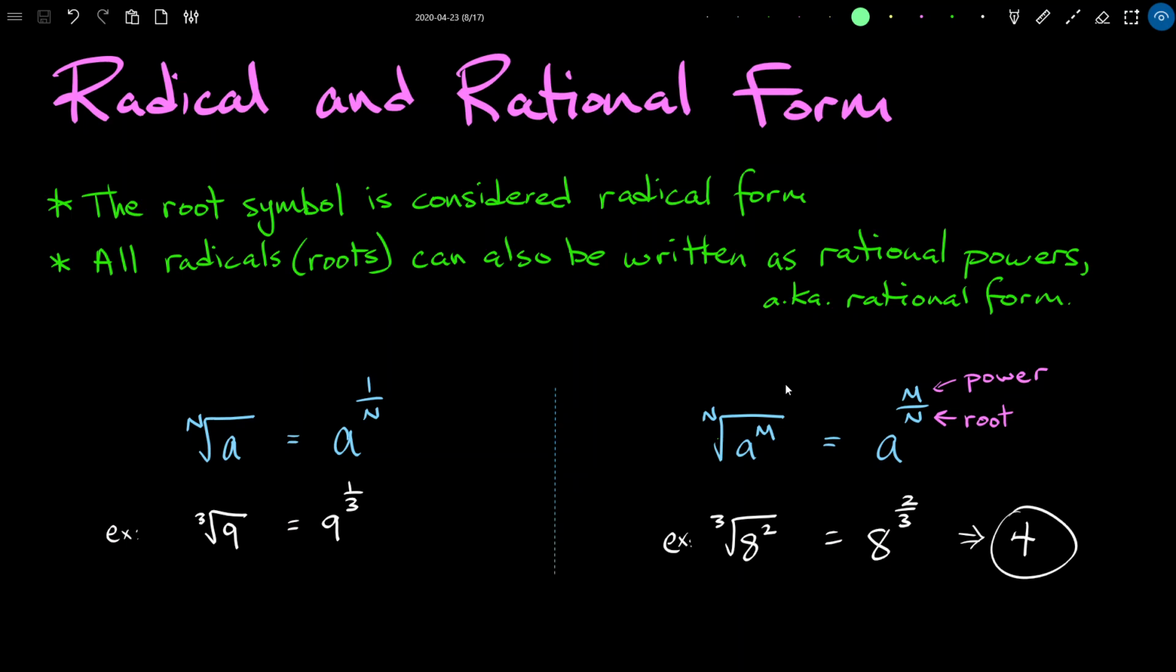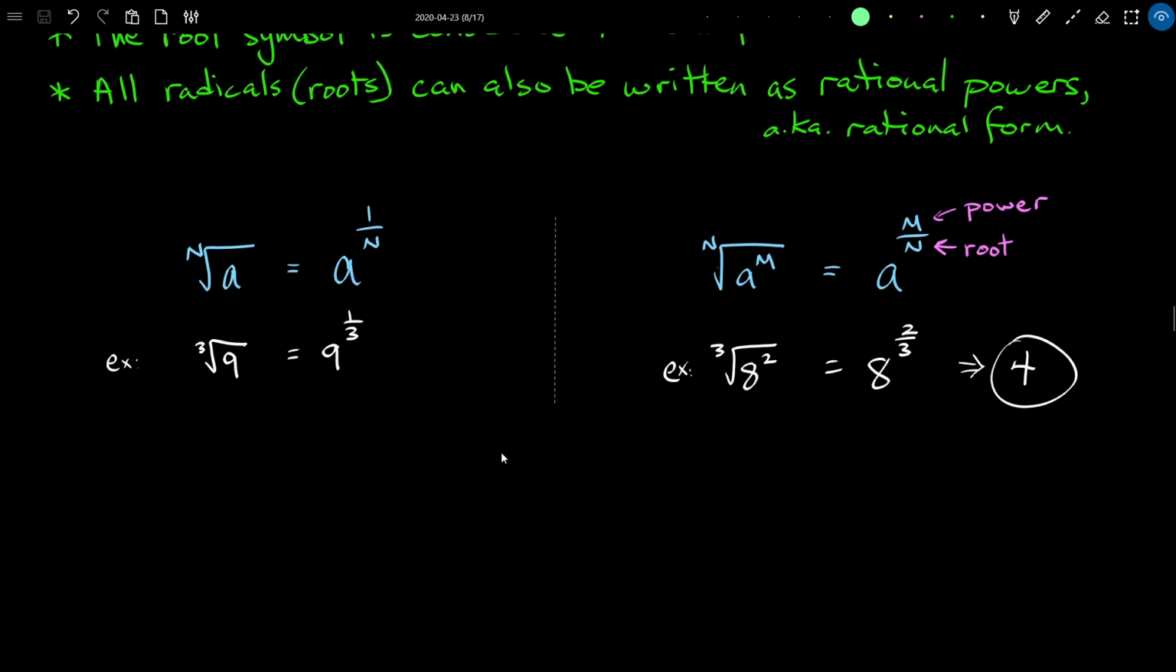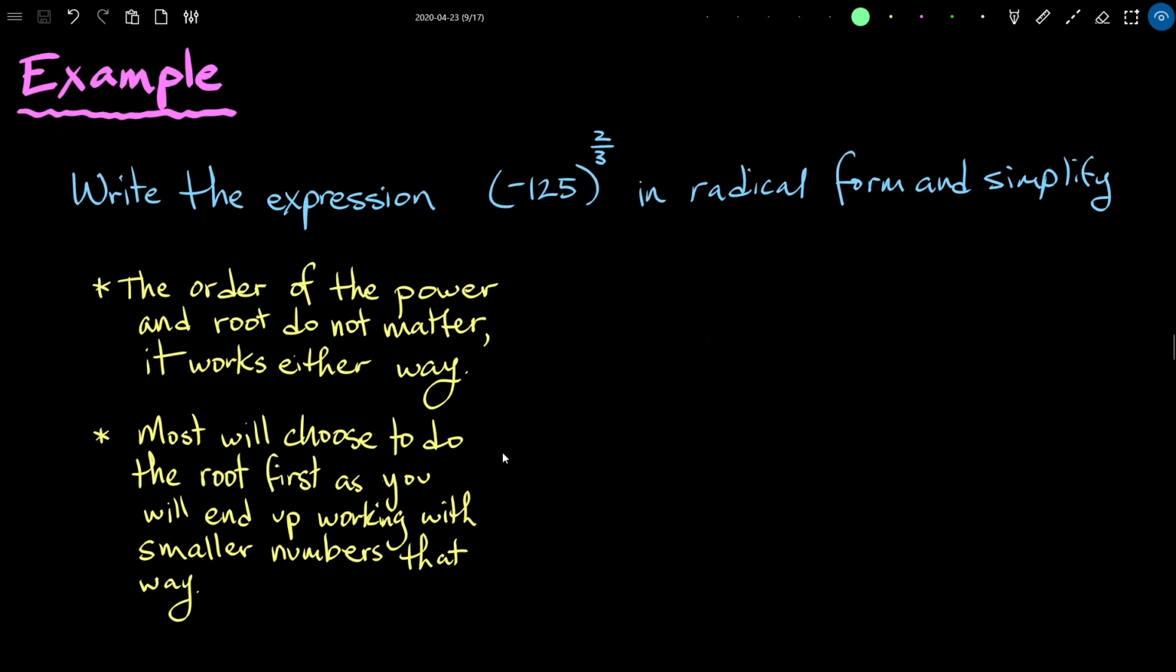Okay, let's do some examples together to show you how this actually works. The first example is to write the expression negative 125 to the 2/3 power in radical form and simplify it. On the left-hand side, I've got some notes. It says the order of the power and the root don't matter. It works either way. So you can choose whether you want to square first or cube root first. It's your choice, whichever works easiest.